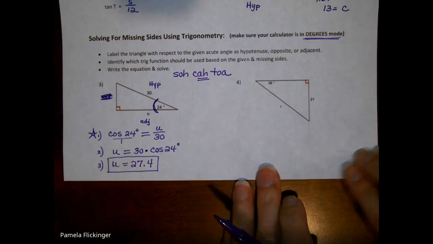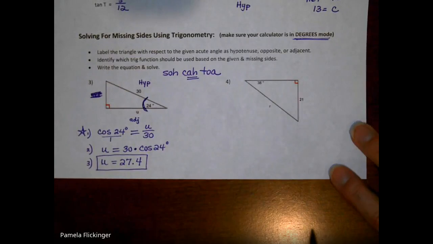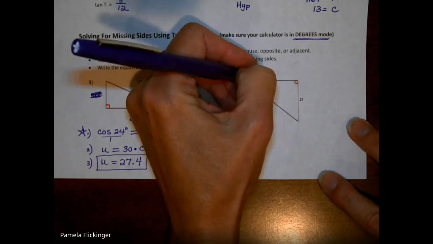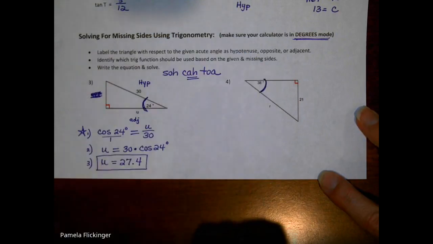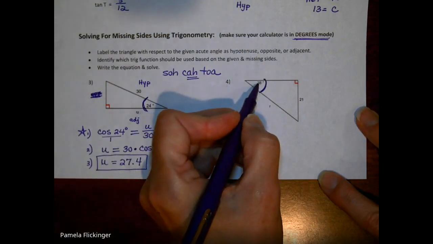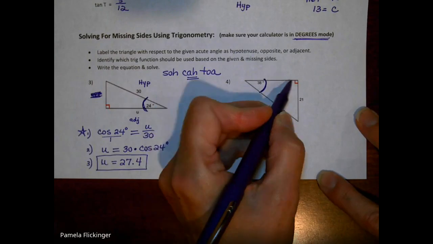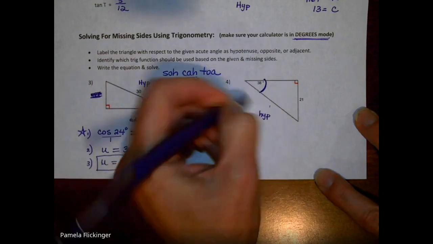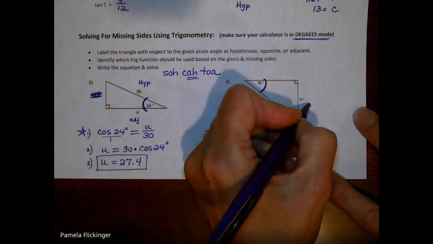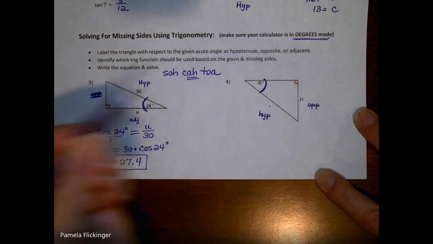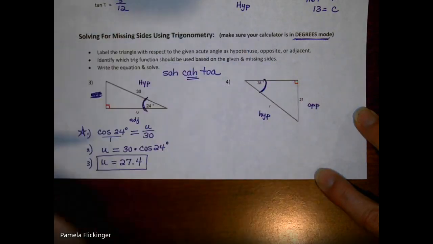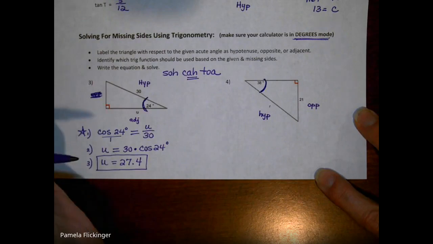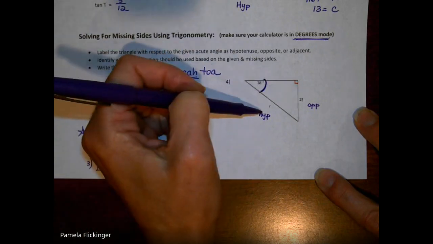Let's look at number 4. All right, so again, can't use Pythagorean theorem. I am given an angle measure. So with respect to that angle measure, across from the right angle, the R is the hypotenuse. And then across from the 38 is the 21, that is opposite. Now notice this time, I'm not even labeling the adjacent side because I'm not going to use it. I only labeled the parts that are actually given.